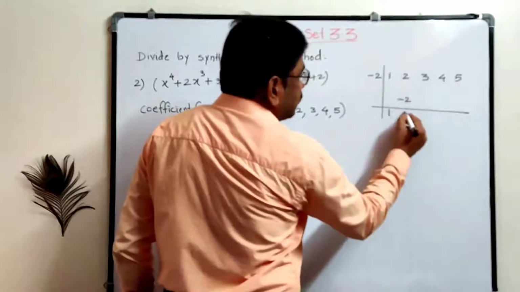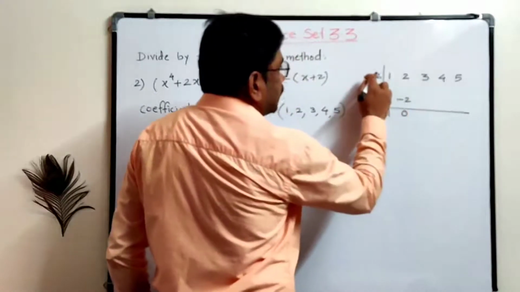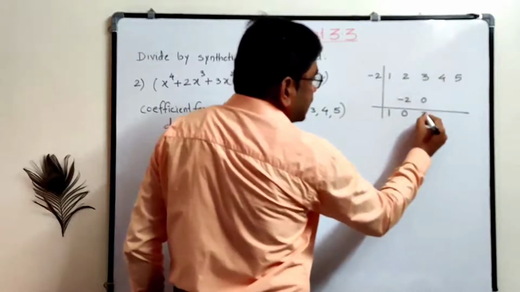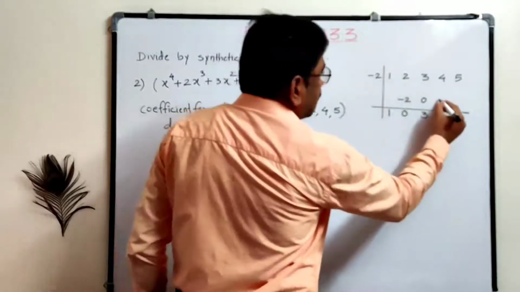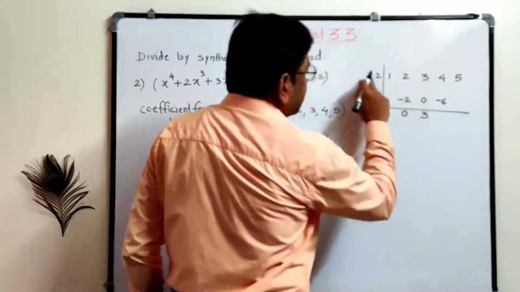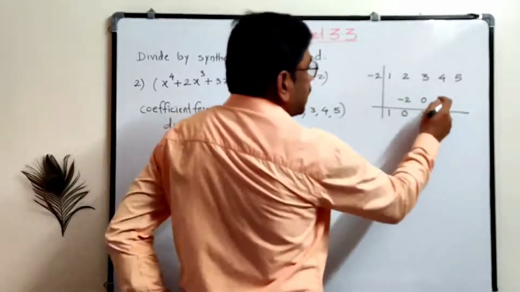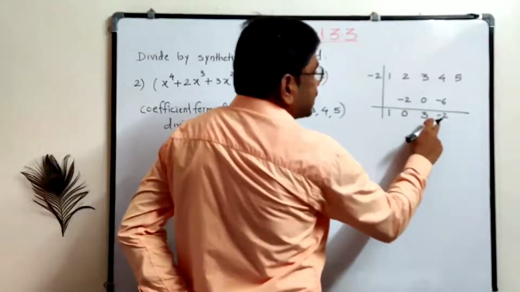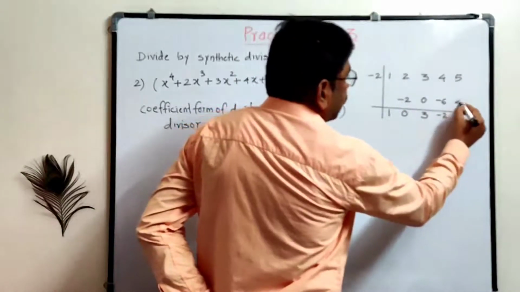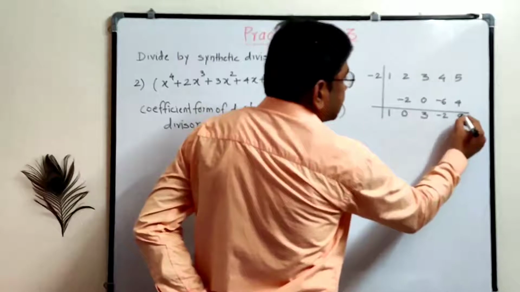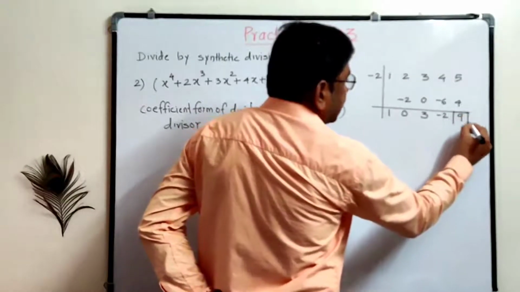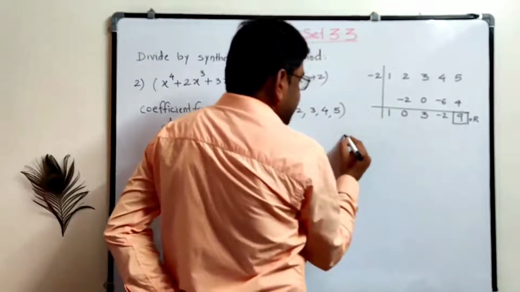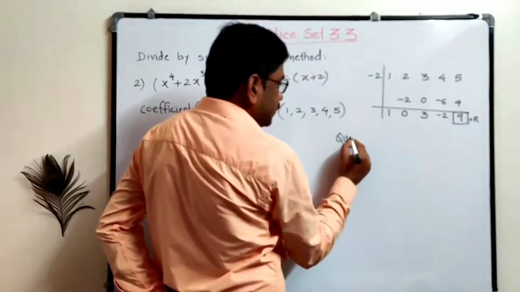So 2 minus 2 becomes 0. Now 2 into 0, here it is 0. 3 plus 0 is 3. 3 2s are minus 6. Okay, because opposite sign. Minus 6 plus 4 is minus 2. Now minus minus plus, 2 2s are 4. 4 plus 5 is 9. Now last number is our remainder, and quotient is our quotient.